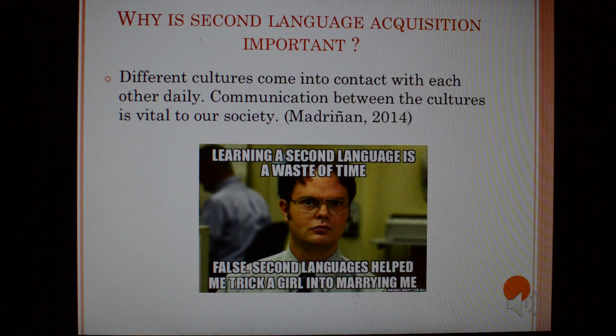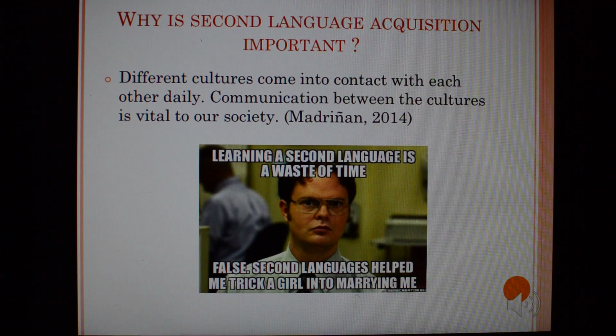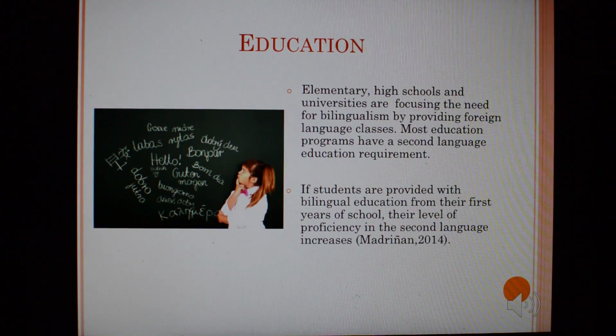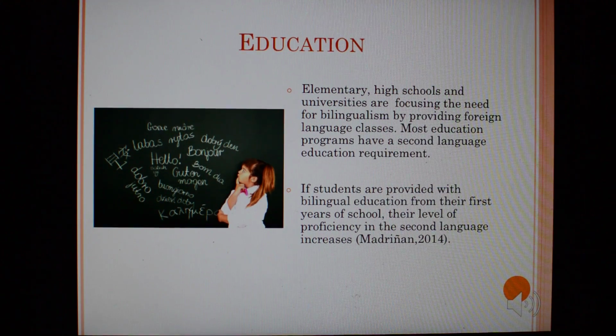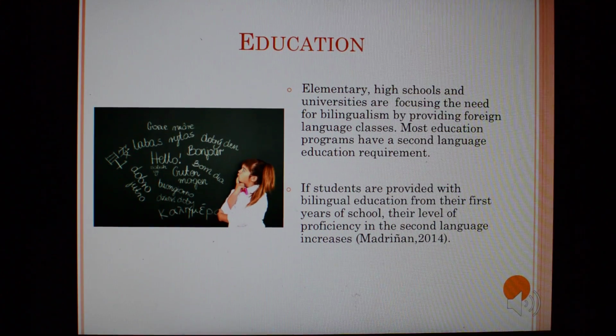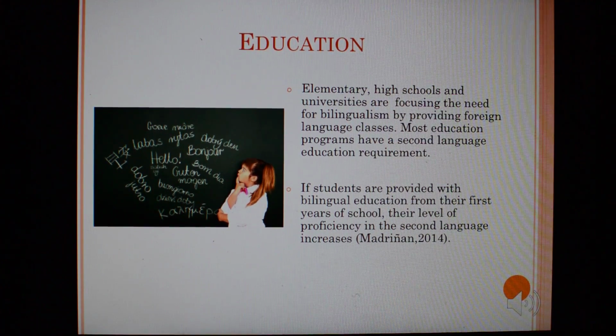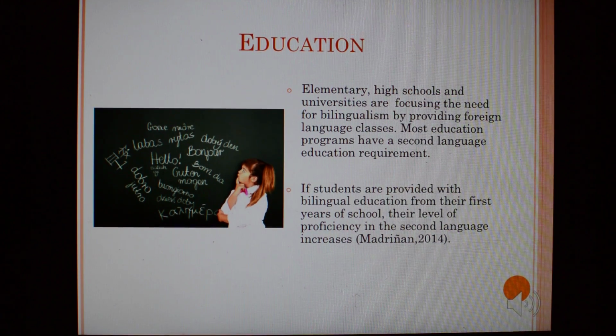My name is Chase Hart, and second language is important because different cultures come into contact with each other every day and need to communicate. In today's education, most schools focus on a need for bilingualism by providing foreign language classes. Most educational programs require a second language part. Most students who are provided bilingual education within their first years of school, their level of proficiency in their second language increases.